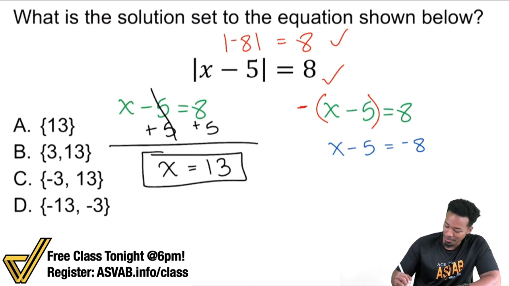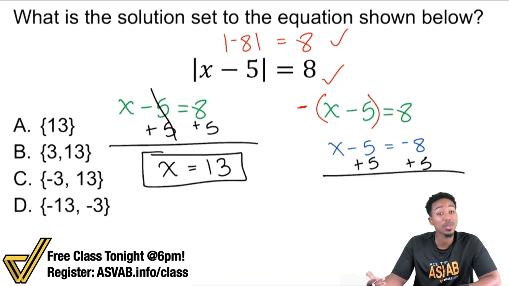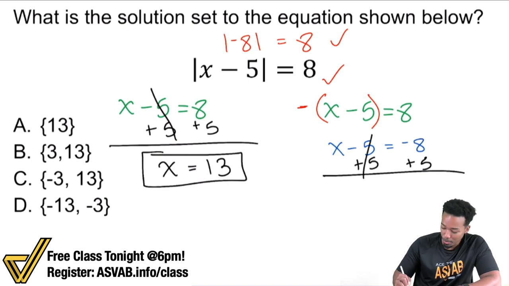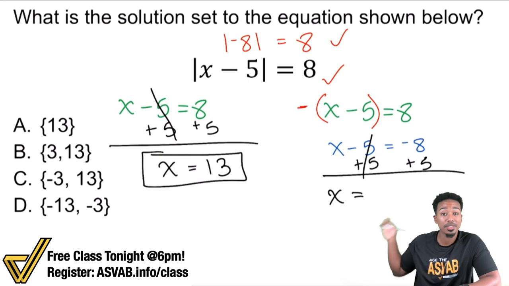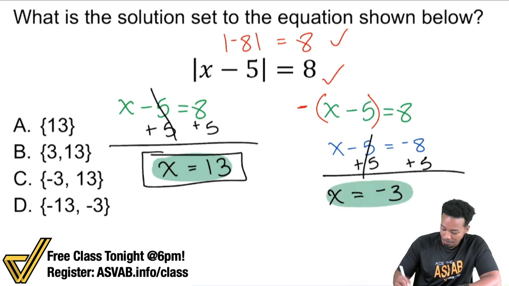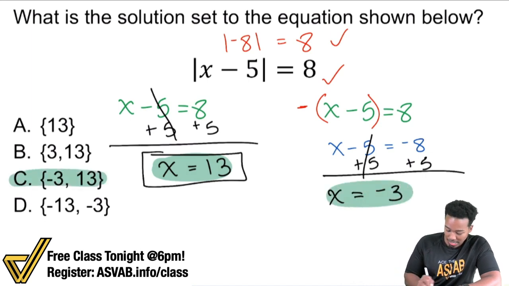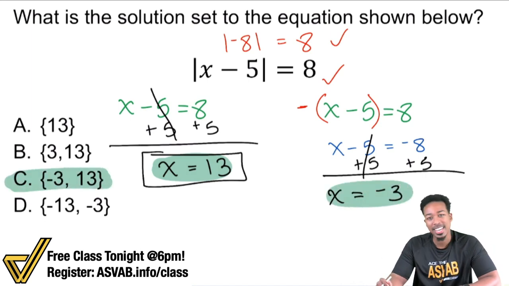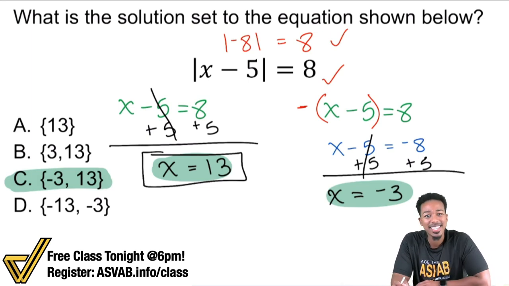So with that said, to solve, all we're going to have to do here is add 5 to both sides. Because once we add that 5 to both sides, it cancels out on the left side, and we receive x equals -8 plus 5, and that's -3. And so our answers are 13 and -3, which means C is the answer. And so there it is. There it is, my party people.